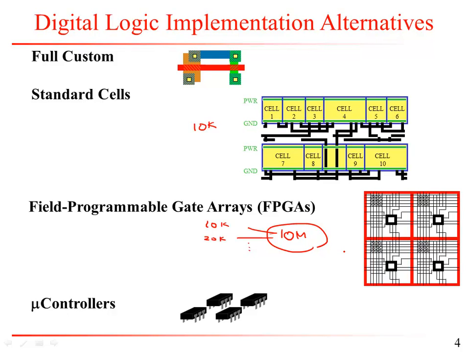But as FPGAs got better and better, and the performance approached that of standard cells, then people used FPGAs in the actual final product that people ship. So Cisco, for example, uses a lot of FPGAs in their routers, and that's because FPGAs can now deliver the performance that you need.